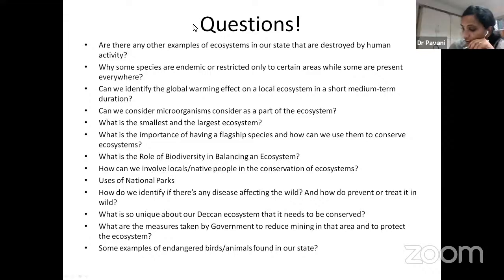Yeah, I've listed down a couple of them. So the first question is, what are the favorable factors in the Deccan ecosystem in which the yellow-throated bulbul is surviving there? What are the favorable factors for the yellow-throated bulbul in this ecosystem?